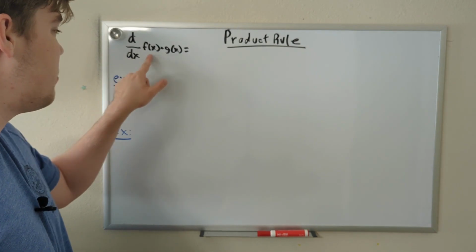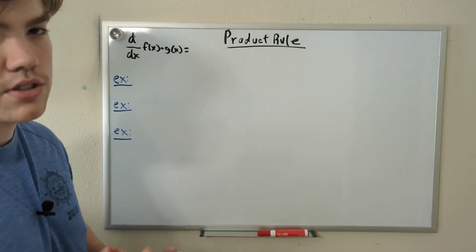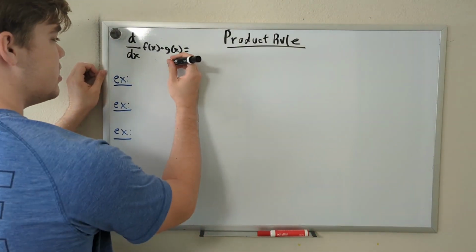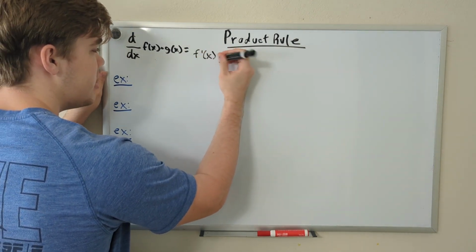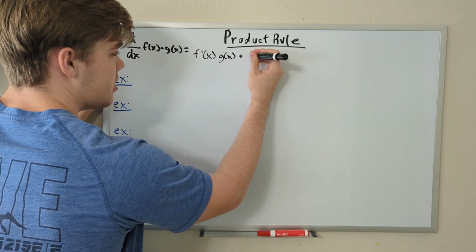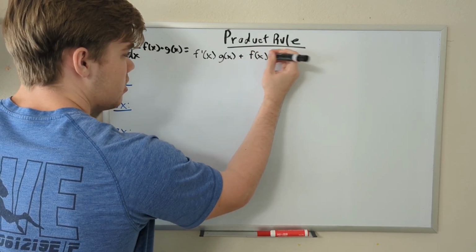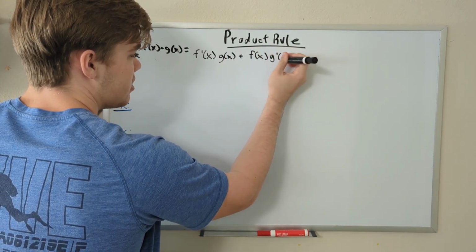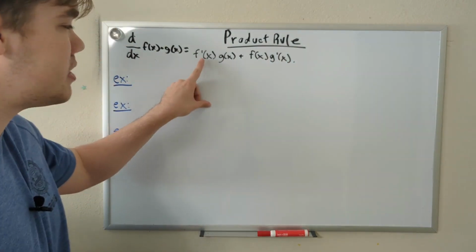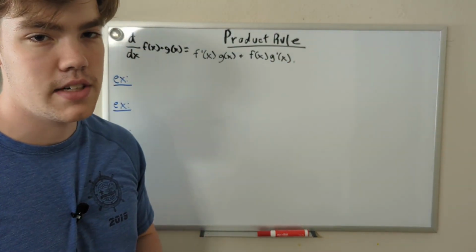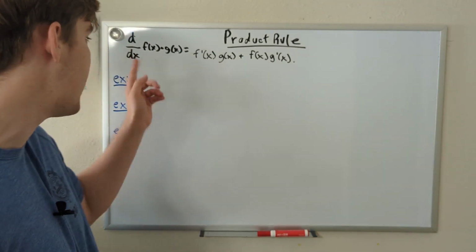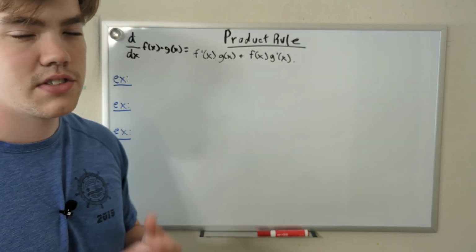The derivative of f of x times g of x, in other words, two functions being multiplied by each other, is equal to f prime of x times g of x plus f of x times g prime of x. Now remember, prime is represented by this little apostrophe, and prime is the same thing as the derivative. It's just a shorter version of writing d dx. So let's use this rule to solve some derivatives.